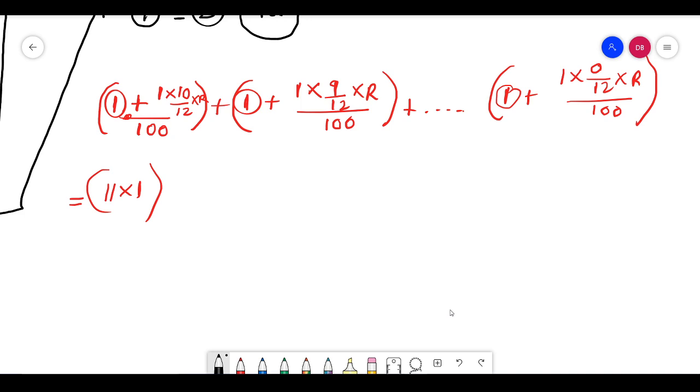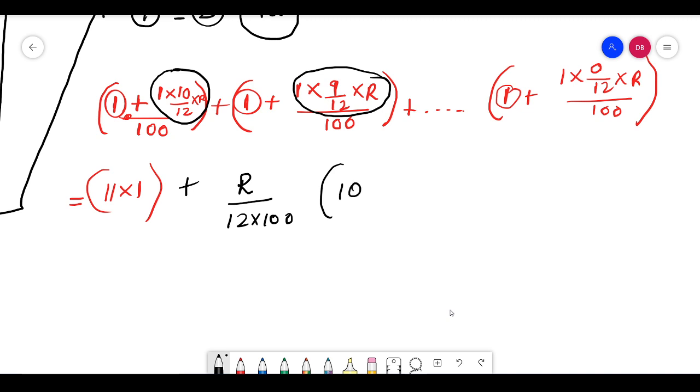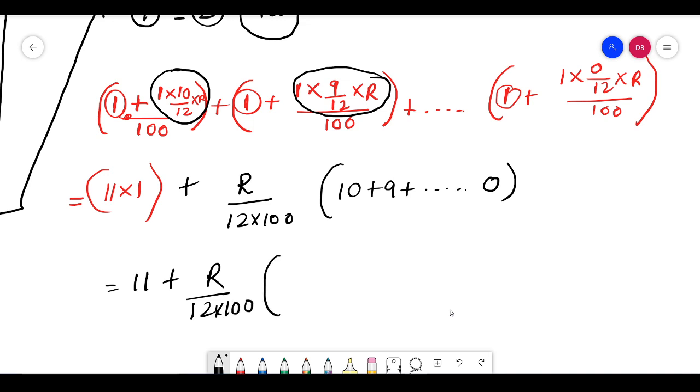Now we need to bring all these things together as a single equation. Let's try that and simplify. How can I do that? It's very simple. You take R as common. What are you going to take as common? You are going to take R by 12 into 100 as common. And now you take 10 plus 9 plus so on until 0 into the equation. And then it becomes 11 plus R by 12 into 100, right? So this is n into n plus 1 by 2, which is 10 into 11 by 2, isn't it?